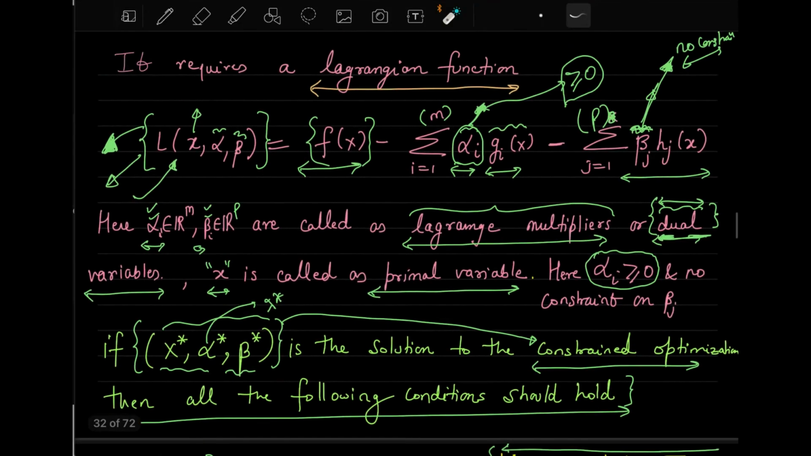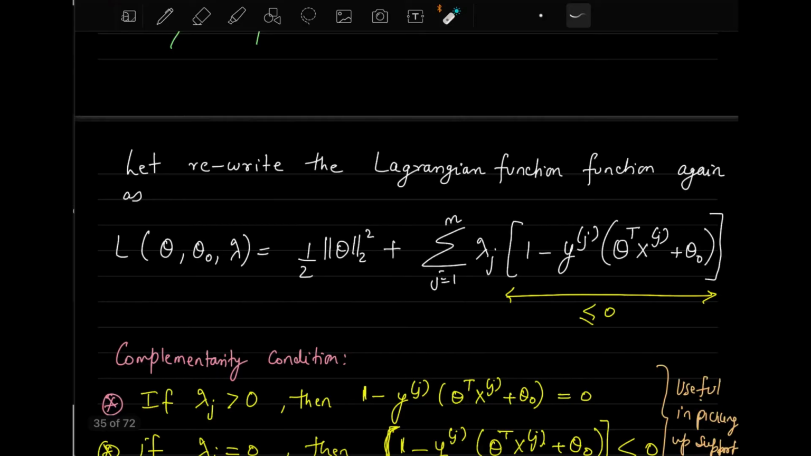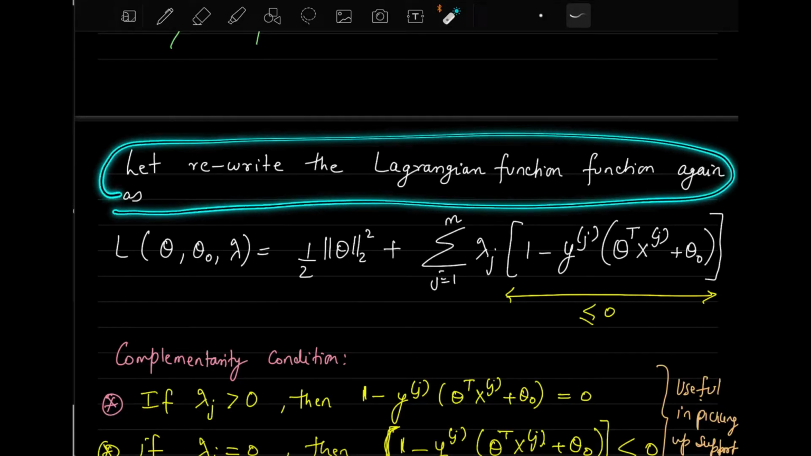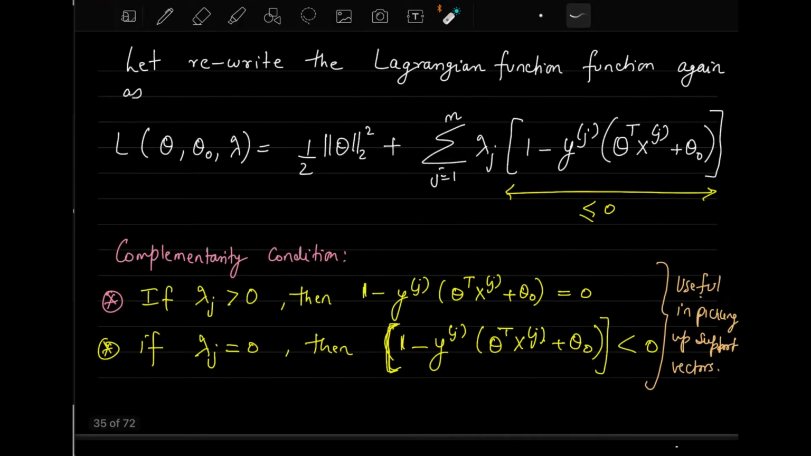Okay, so this is basically the thing. Now let's rewrite our Lagrangian function again. This is the Lagrangian function that we wrote earlier, so I'm just repeating it here. One thing to note is that these are your alphas, and they are replaced by lambda in our case, but this is alpha, and this is your g(x).